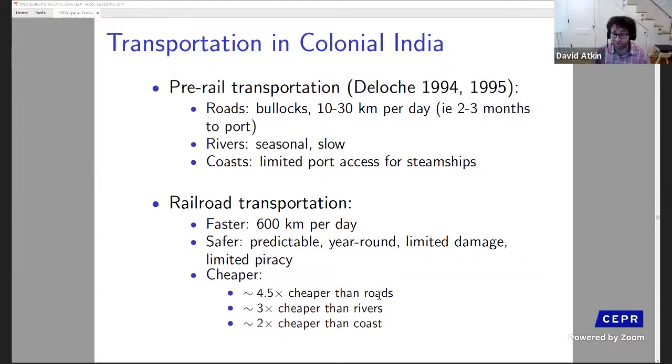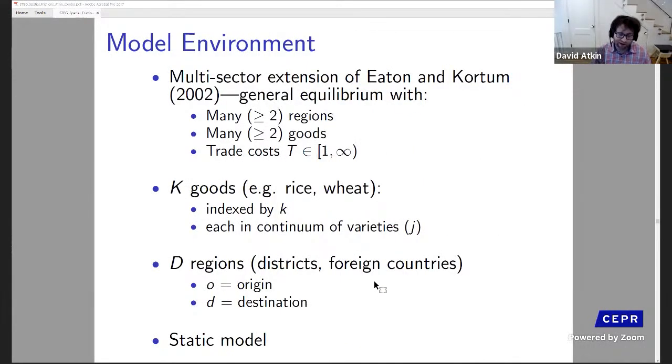Meanwhile, railroad is massively fast compared to the alternatives, about 600 kilometers per day. It's safe. There's limited piracy, which was a big issue on many of these other routes. And it's much cheaper. So, in order to get your good to market, say to port, it's going to be about 4 to 4.5 times cheaper than roads, about 2 times cheaper than the coast, which obviously can only go to certain places, at least based on some outside estimates. This is really a massive change, and we're going to try and see the impacts of this change.